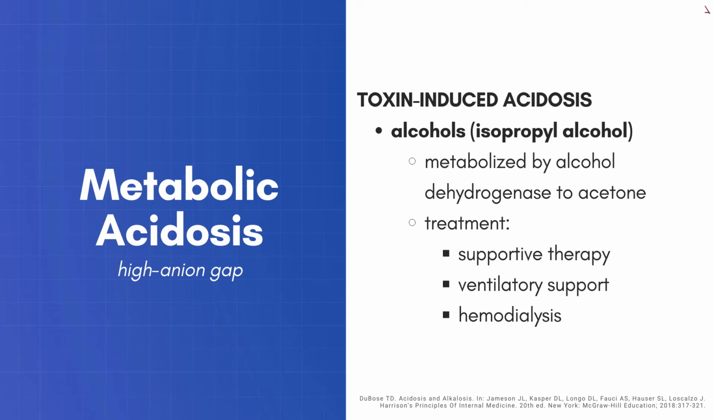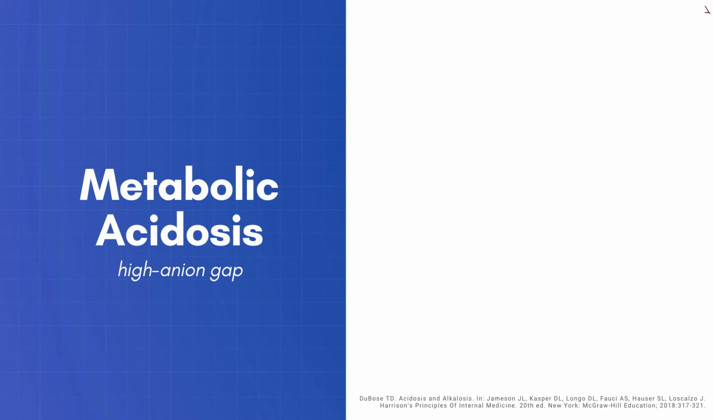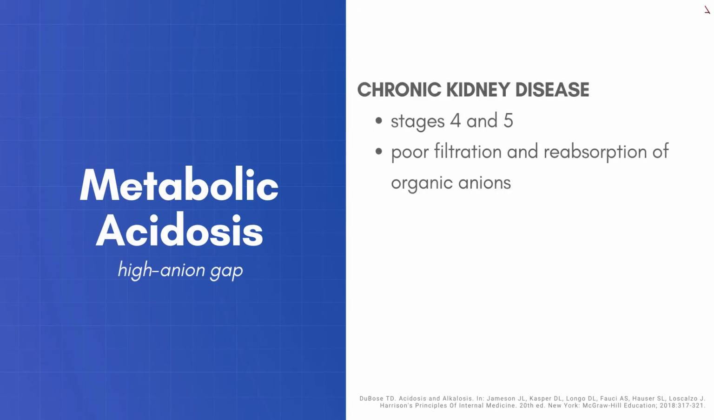And the treatment for this are supportive therapy, IV fluids, pressors, ventilatory support if needed, and hemodialysis is considered if there is prolonged coma, hemodynamic instability, or if the plasma level is more than 400 milligrams per dl. The last major cause of high anion gap metabolic acidosis is chronic kidney disease. So metabolic acidosis is usually seen in stages 4 and 5.